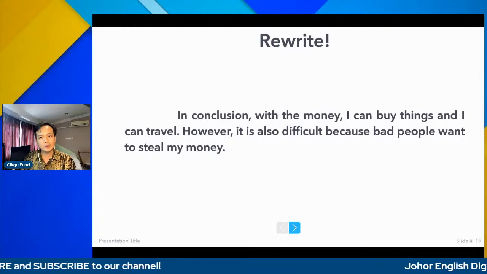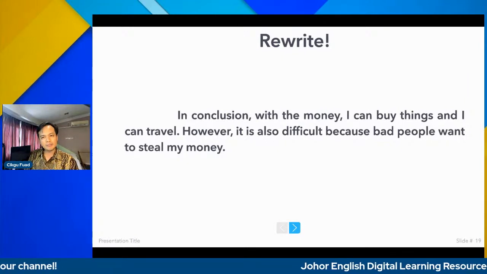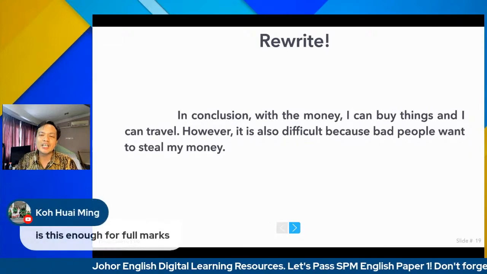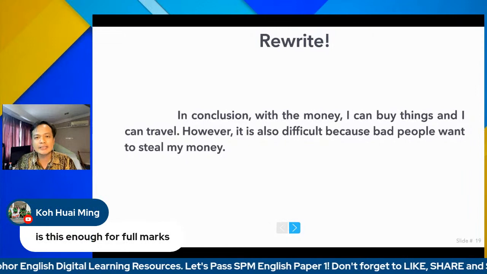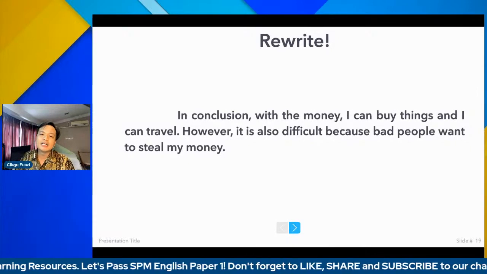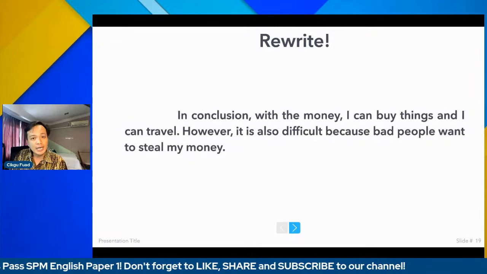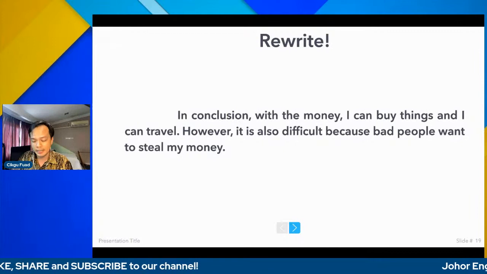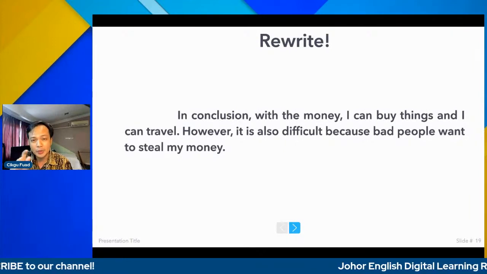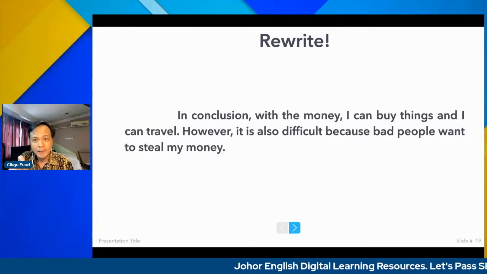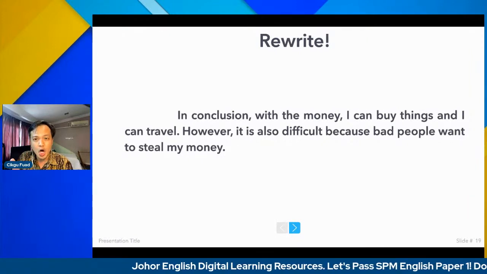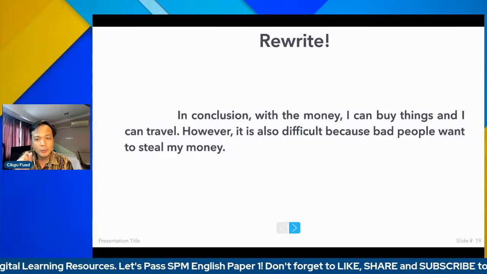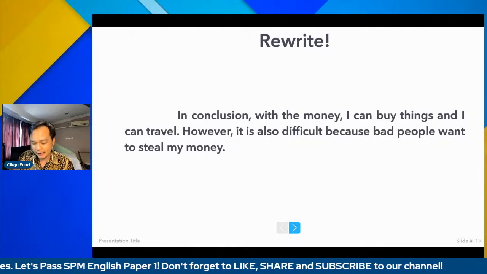Okay, now the question is, Cikgu, macam senang sangat. Okay, dapat markah berapa? Okay, thank you, Ainu Badia. How much mark? Okay, is this enough for full marks? Okay, my answer is this is not enough to get full marks, but you can get the minimum mark. Okay, because when you are writing, you need to be very careful with your grammar. By using very simple structure, your grammar will be correct, and when it is correct, your mark will be higher. Okay, but I think this is too easy.